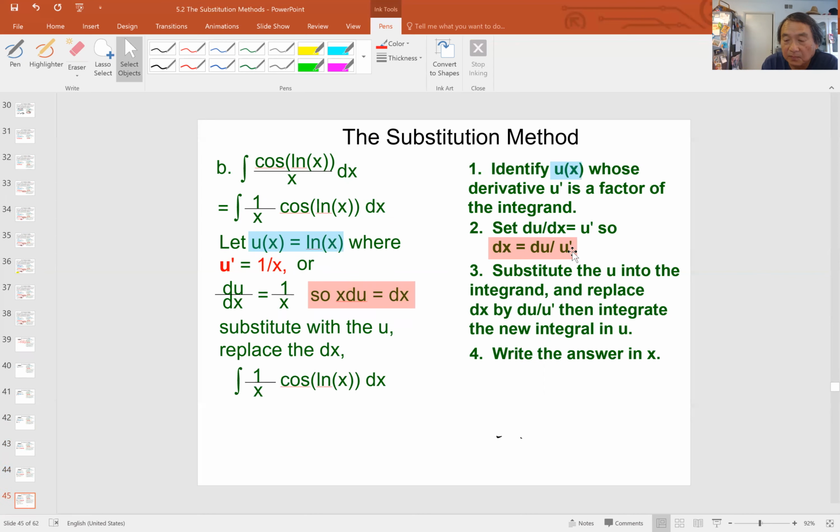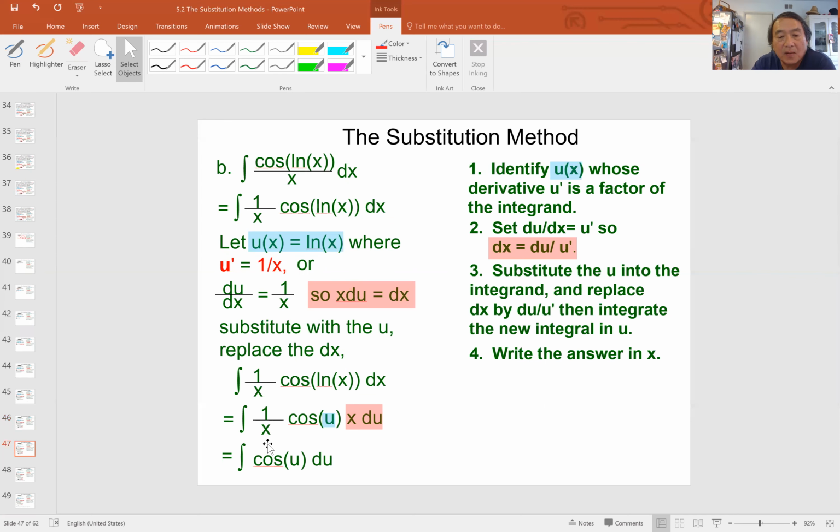So we're going to substitute. Log of x is u, and the derivative of log of x is 1 over x. And so with this substitution, the x and 1 over x cancel out, and I wind up integrating cosine of u. Of course, this is sine of u, and then put the log of x back.